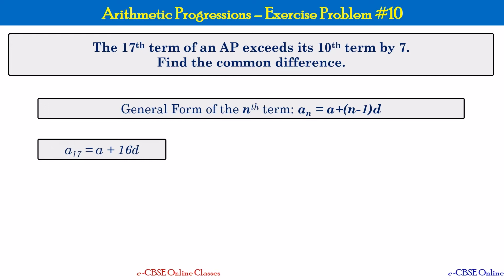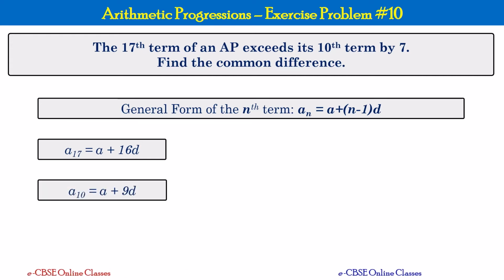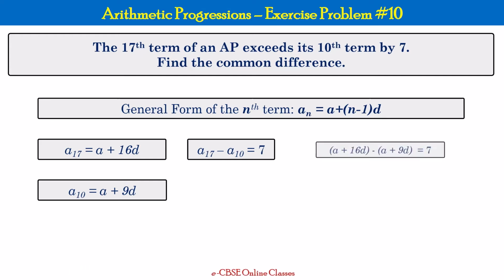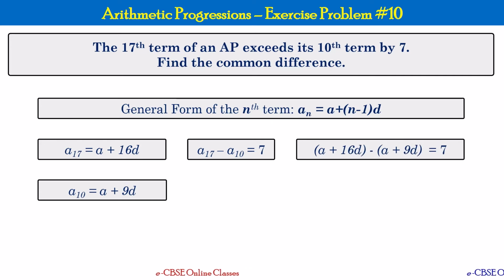What is given here? The 17th term, that is A plus 16D, and the 10th term, that is A plus 9D. But we are not given the values of these terms. Instead, we are given the difference of these. So A17 minus A10 is equal to 7. Correct? So let us substitute the expressions for A17 and A10 in this equation. That becomes A plus 16D minus A plus 9D is equal to 7.